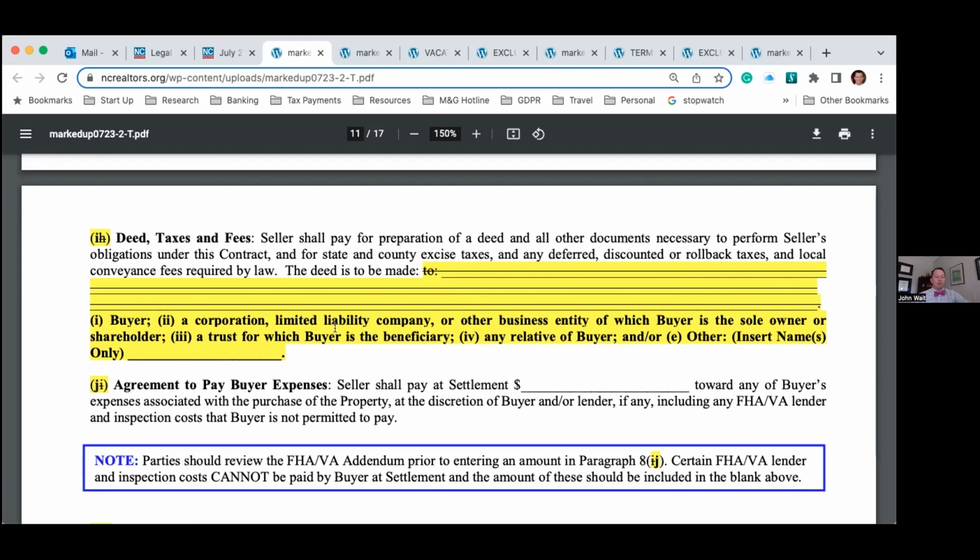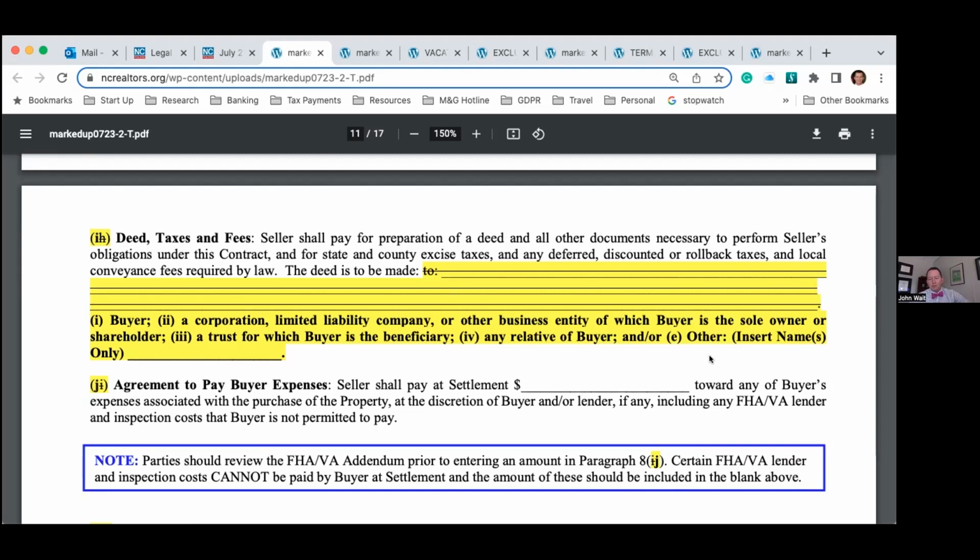Number 3, a trust for which the buyer is a beneficiary for any relative of the buyer. And this has already been corrected. I don't know how we missed this one. It's number 5. It shouldn't be E. It's very embarrassing. But anyway, sorry, we're not perfect over here. We just do the best we can. In any event, number 5 is other.